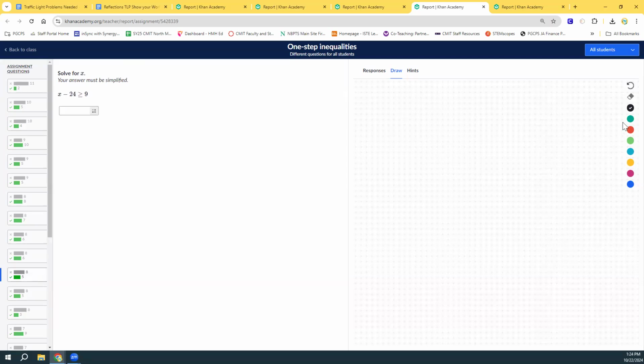Now how about this will be our final one. X take away 24 is greater than or equal to 9. Add 24 to both sides, and x is greater than or equal to 33.